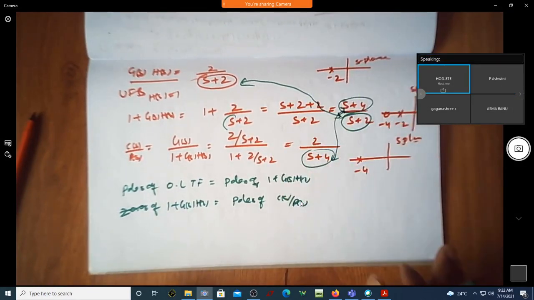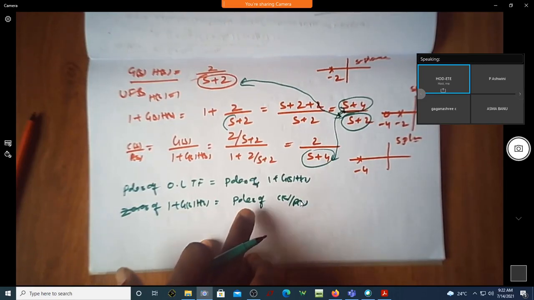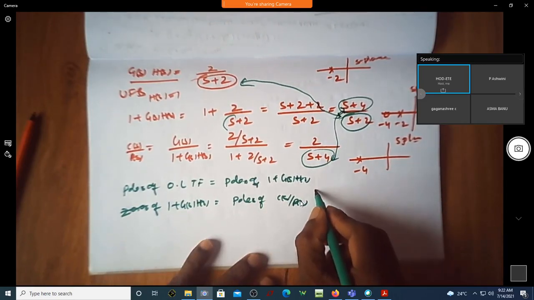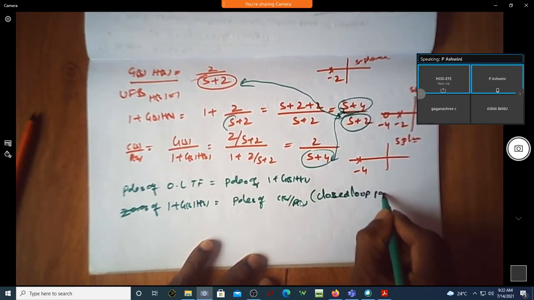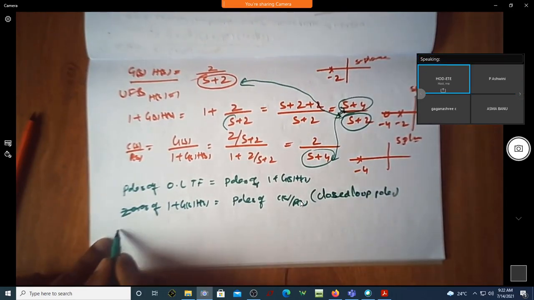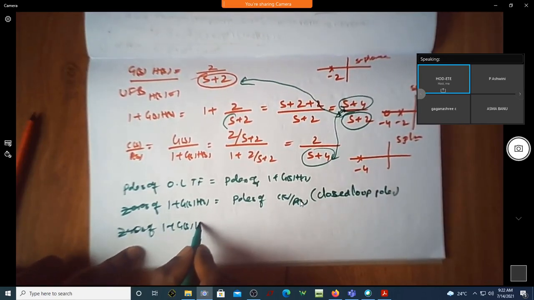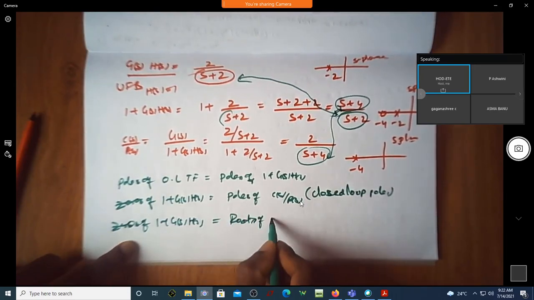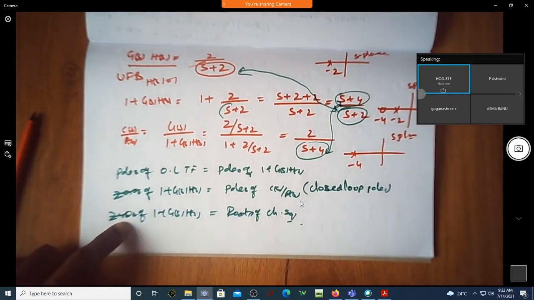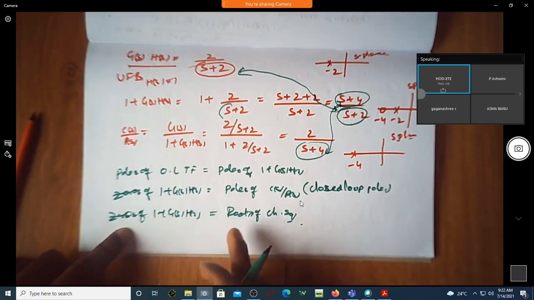It will always be so. What I mean to say is zeros of 1 plus G(s)H(s) are nothing but the poles of C(s) by R(s), or nothing but the closed loop poles. Shall I write? Shall I also write that zeros of 1 plus G(s)H(s) are equal to the roots of the characteristic equation? Is it not the roots of the characteristic equation?